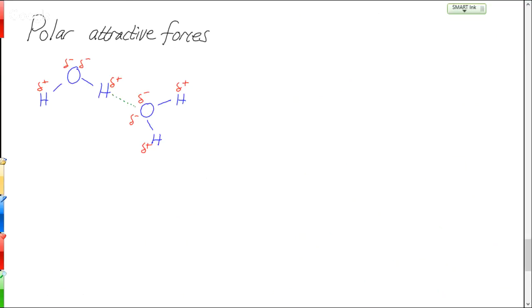Now that is the intermolecular force. That is the polar attractive force, that thing that we drew in green. It is weaker than a covalent bond, but it is still strong enough to hold these things together at a reasonable temperature, like room temperature. Water is a liquid because those forces are strong enough to hold water together.